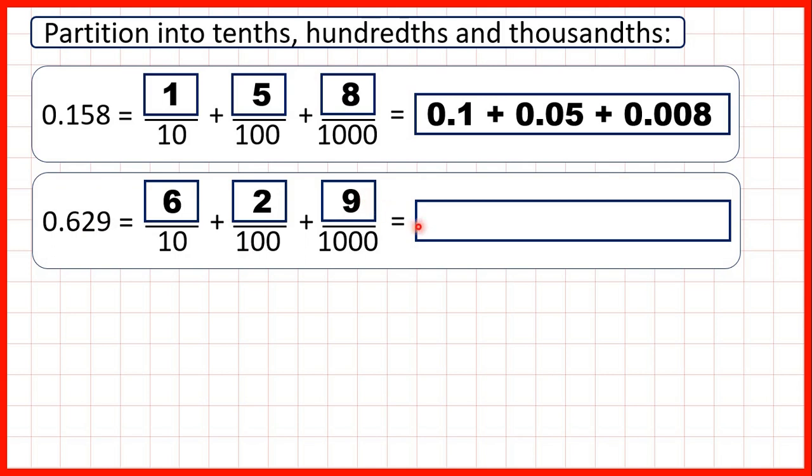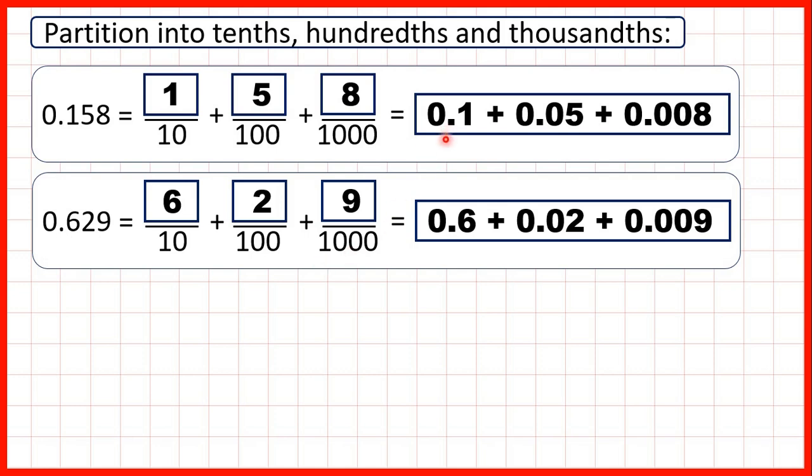In decimal form, we can write this as 0.6 because the first digit is the tenths digit, plus 0.02 because the second digit is the hundredths digit, plus 0.009 because the third digit after the decimal point is the thousandths digit.